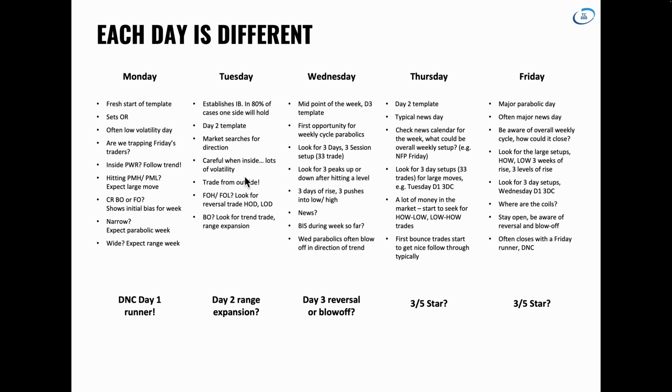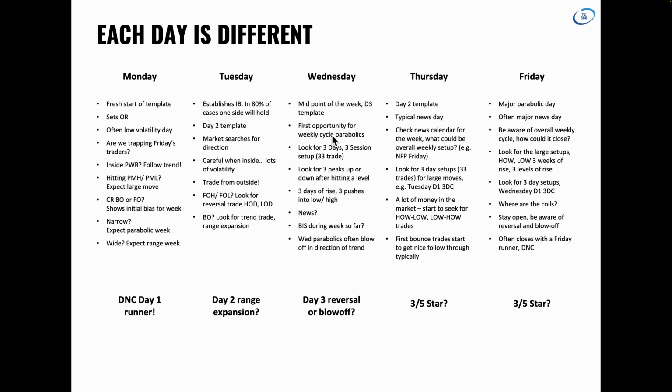Then you typically can look at an opening range expansion, and you can mark the range expansions, how many levels of rise, and what's the average true range of the pair, and you see how much space it typically shows. Then Wednesday, midpoint of the week, day 3 template.